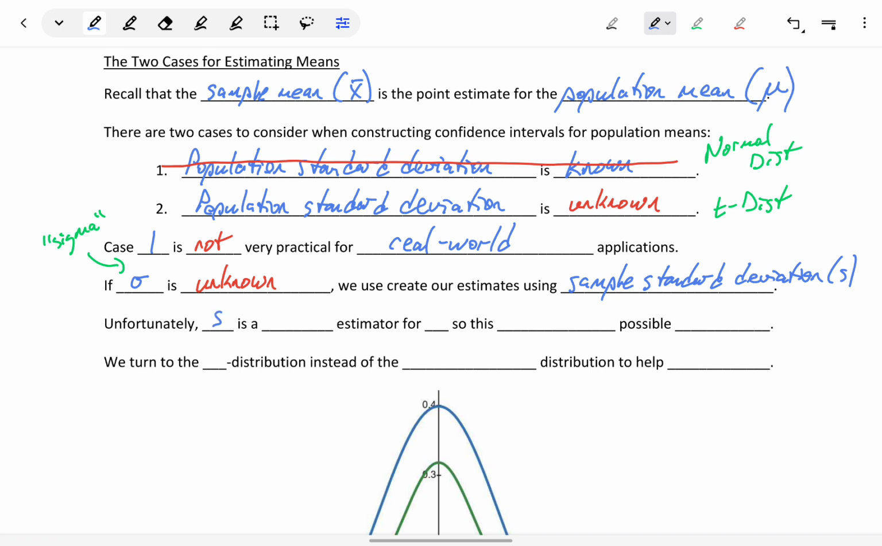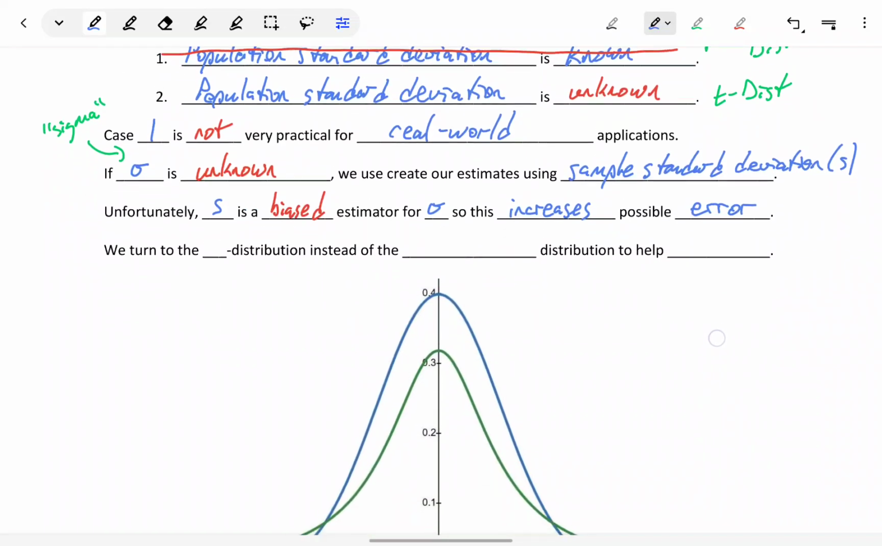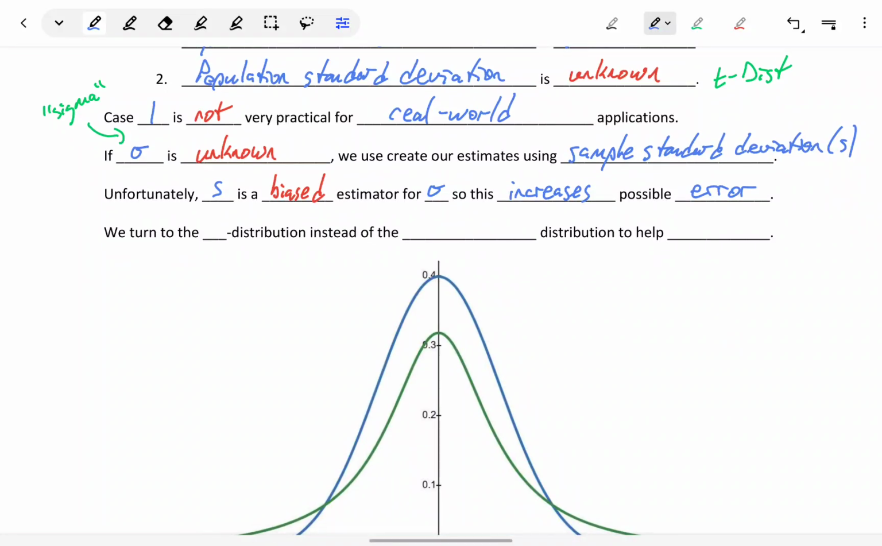Unfortunately, S is referred to as a biased estimator for the population standard deviation. So this increases our error, or increases possible error in our calculations as we construct that interval that we hope contains the true population mean. And that's why we turn to the t-distribution instead of the normal distribution to help minimize our error.